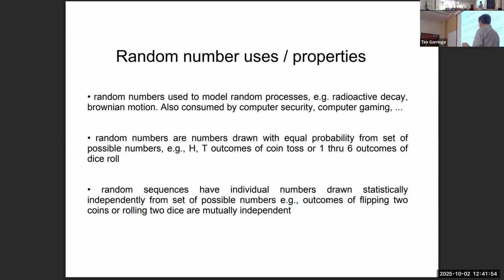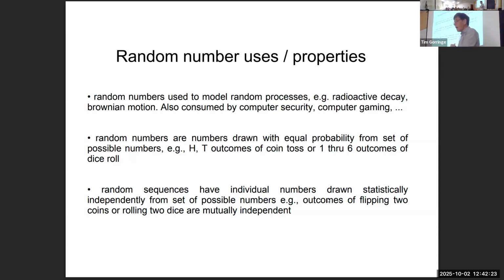A random number sequence is just a chain of consecutive random numbers in which the consecutive numbers are independent of one another. So the next random number doesn't depend on the prior random number, and so on. They are mutually independent random numbers in a sequence.